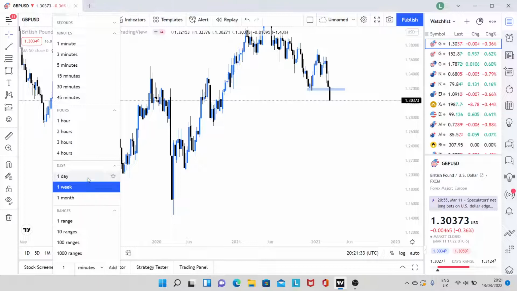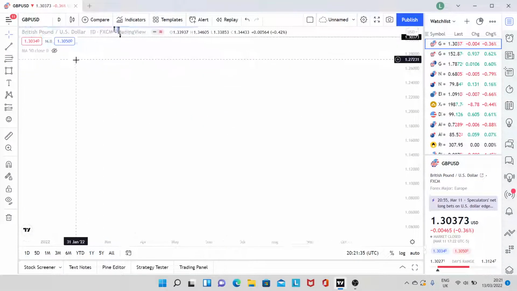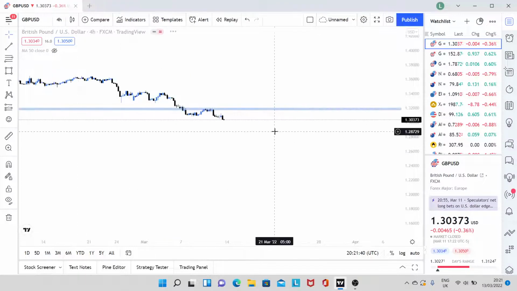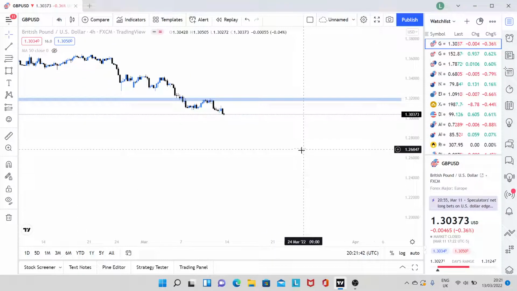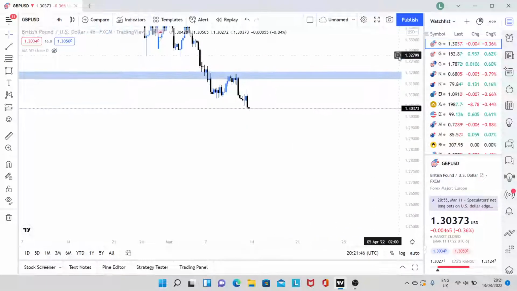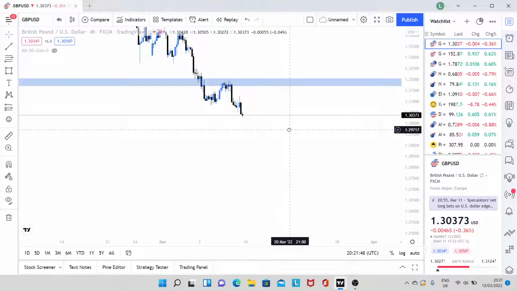So for the moment, what I'll be doing with GU is trying to find an entry. If we can find an entry, I'll be moving my stop loss to break even, and then hopefully we can get some nice entries and just let the trade run. And if it's stopped out, it's fine. It will be a risk-free trade.